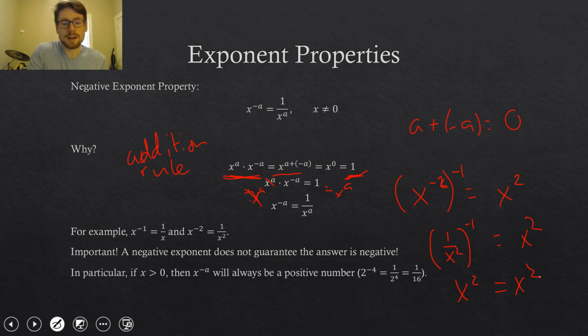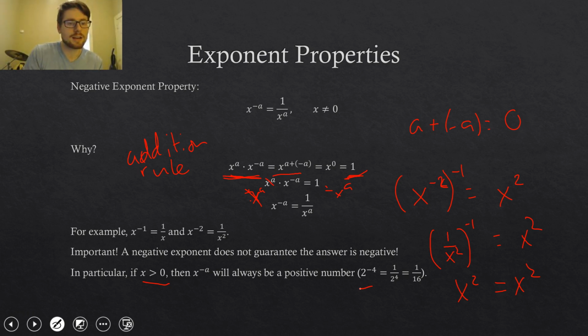And to further add on to this, if x is a positive number, then x to the negative a will always be a positive number, because you're multiplying a positive number by itself a number of times, so you can't get a negative as a result. So for example, 2 to the minus 4 isn't a negative answer, it's a positive answer, a small fraction. It's 1 over 2 to the 4th power by this property. And 1 over 2 to the 4th is 1 over 16, okay?